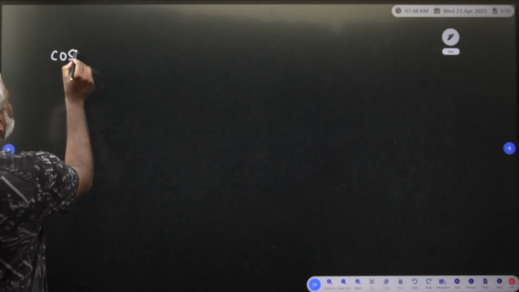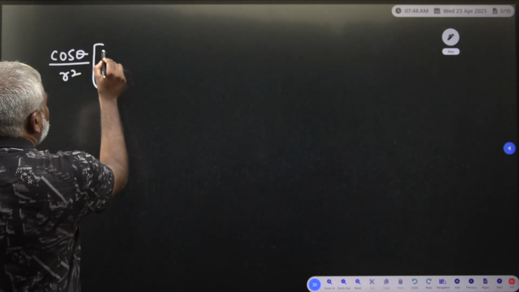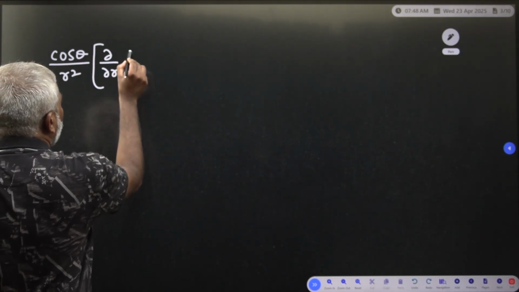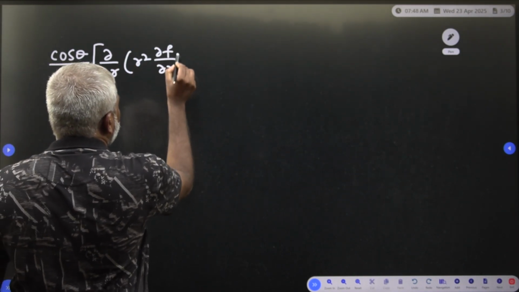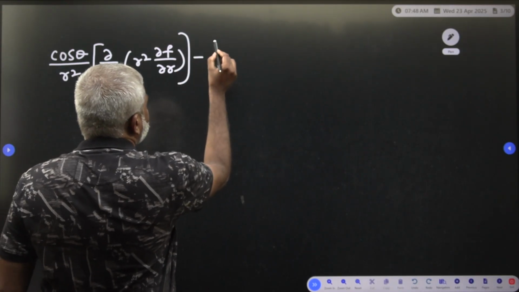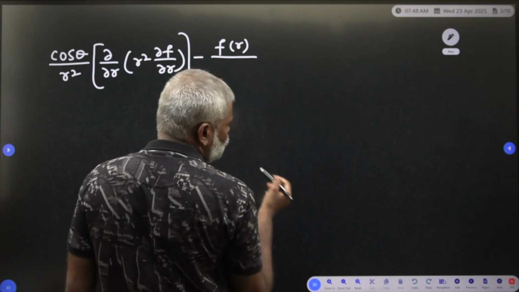Now what we have to do? So cos theta divided by r square, whatever the thing, as it is I am writing, dou by dou r of r square into dou f of r divided by dou r, so minus f of r divided by, so which one we have to take?